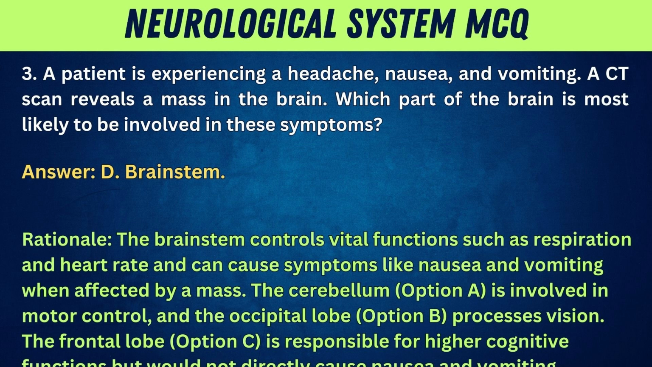Answer: D. Brainstem. Rationale: The brainstem controls vital functions such as respiration and heart rate and can cause symptoms like nausea and vomiting when affected by a mass. The cerebellum, option A, is involved in motor control, and the occipital lobe, option B, processes vision. The frontal lobe, option C, is responsible for higher cognitive functions but would not directly cause nausea and vomiting.